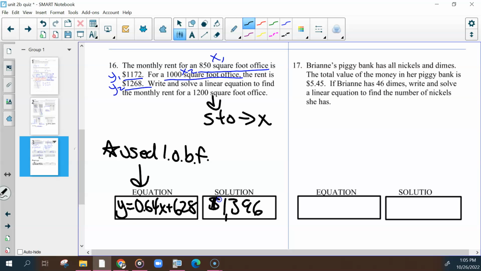So this was worth 4 points, 1 for defining your variables, 1 for your equation, your solution, and then either doing this algebraically or doing this in the calculator and writing those words. Questions on 16? Okay, awesome.